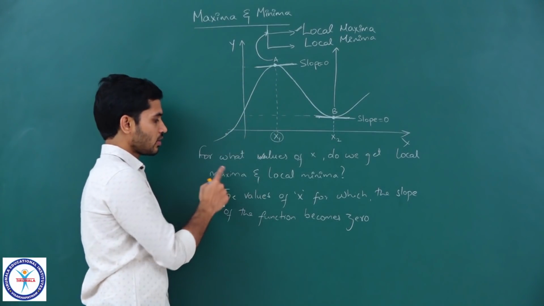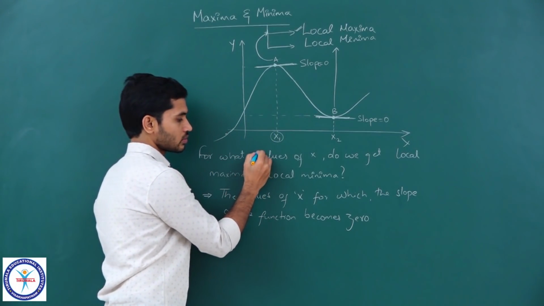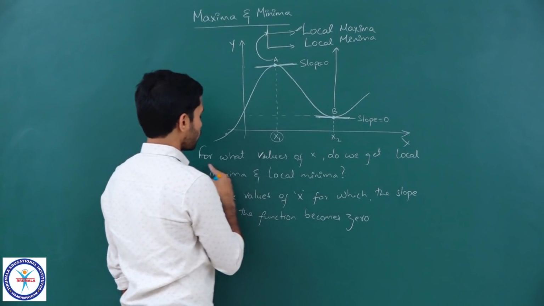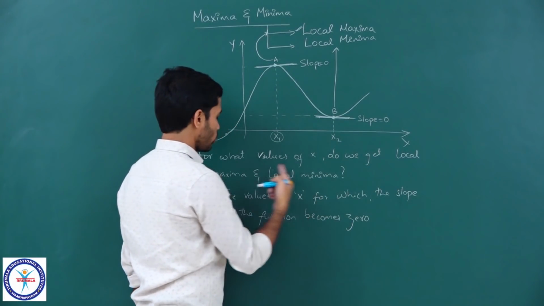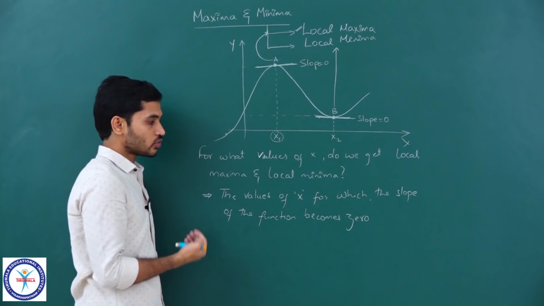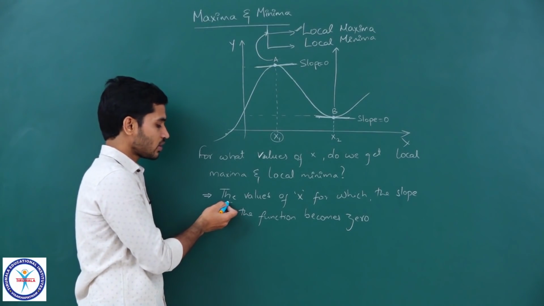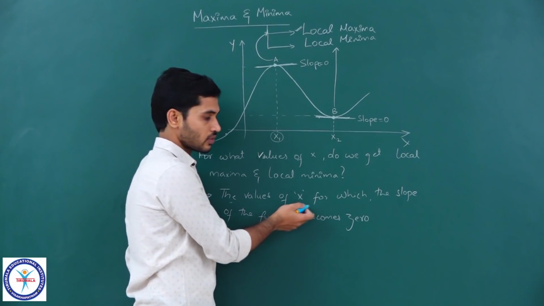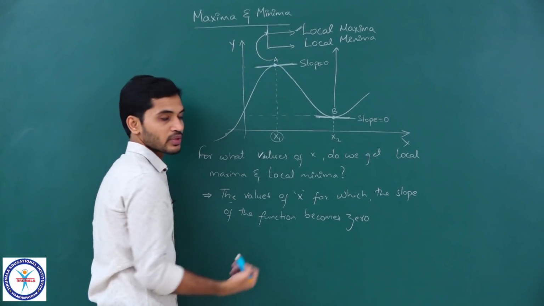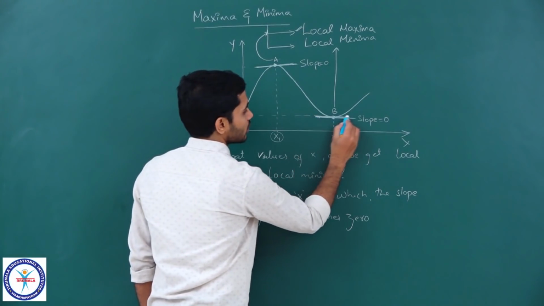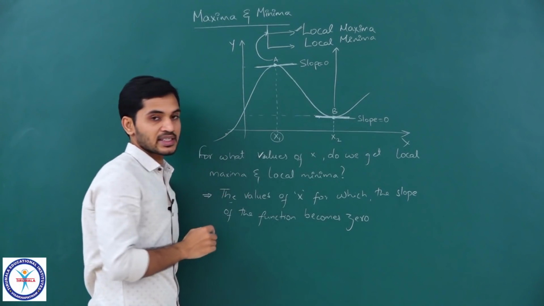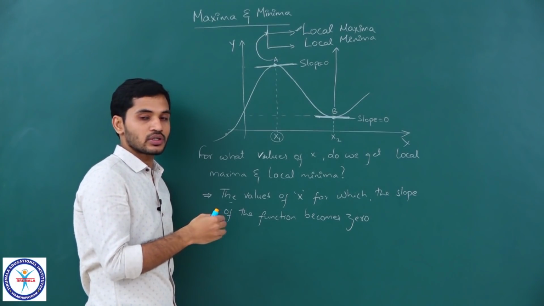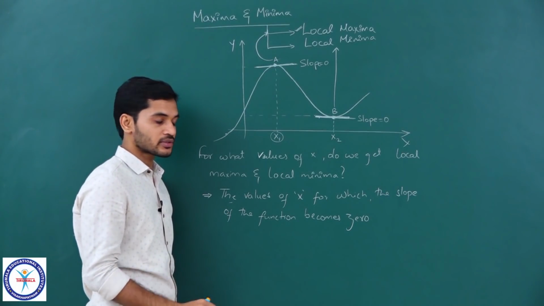So, that is the answer. If they are asking you for what values of x do we get local maxima and local minima? We get them at those values of x for which the slope of the function becomes 0. So, wherever the slope becomes 0, we can say that we have either a maxima or a minima. So, that is the idea, students.